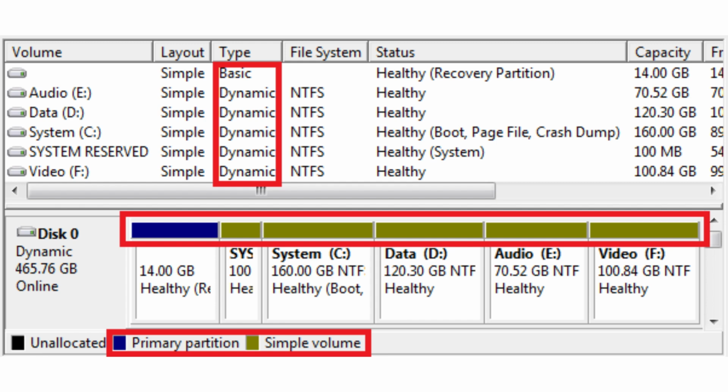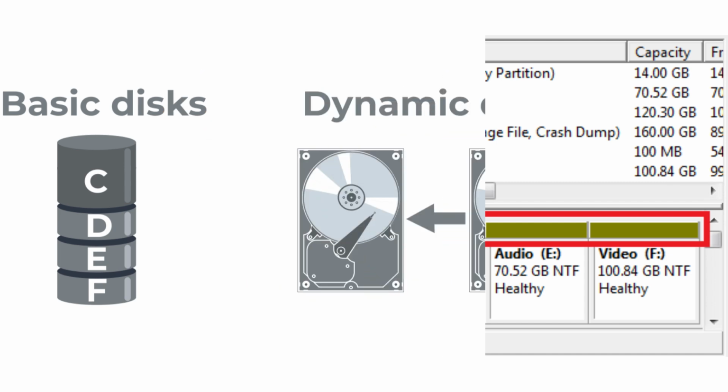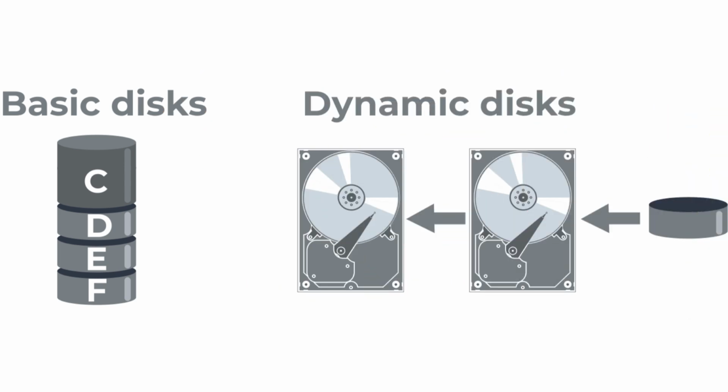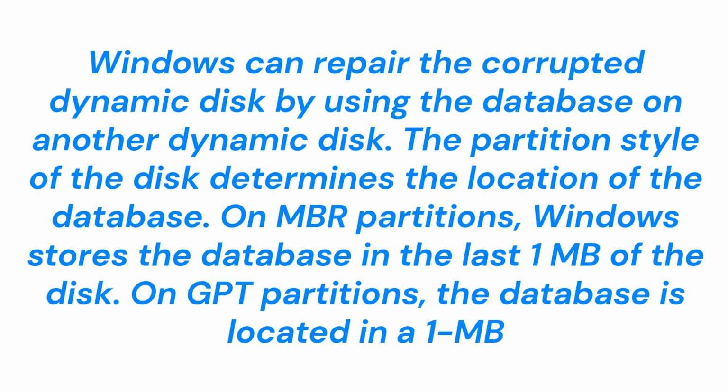Each dynamic disk in a computer stores a replica of the dynamic disk database, which is useful if you experience a corrupted dynamic disk database. Windows can repair the corrupted dynamic disk by using the database on another dynamic disk. The partition style of the disk determines the location of the database. On MBR partitions, Windows stores the database in the last 1 MB of the disk. On GPT partitions, the database is located in a 1 MB reserved and hidden partition.